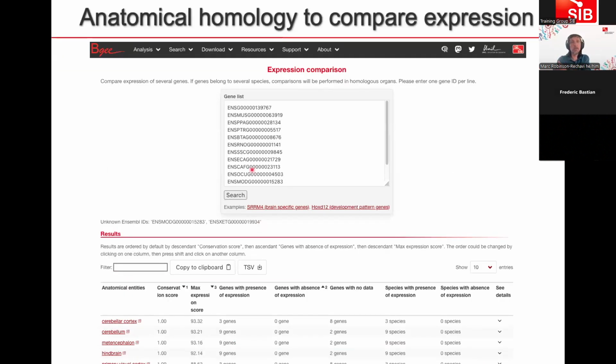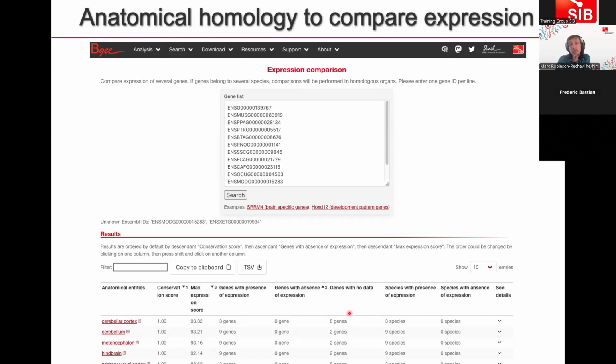So here we have this tool called expression comparison. You put in a gene list, any genes you would like from different species or the same, but if they are different species, we'll use the homology of organs, and we'll give you all the organs where these genes are expressed in the different species. So here I put a gene list of genes which are supposed to be brain specific. You recognize some IDs from human, mouse, chimpanzee, the other chimpanzee, the cow, and so on. And we find that, for example, 3 of these genes are expressed in the cerebral cortex in the different species, in the 3 species where they exist, and for 8 of the species I don't have data.